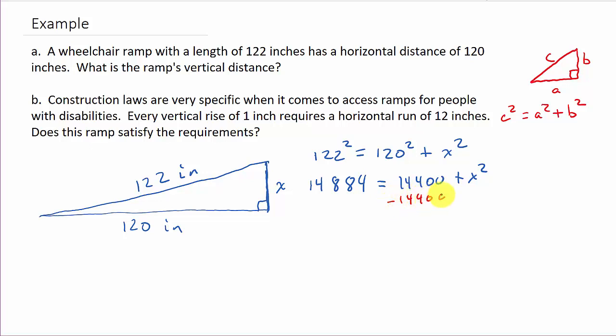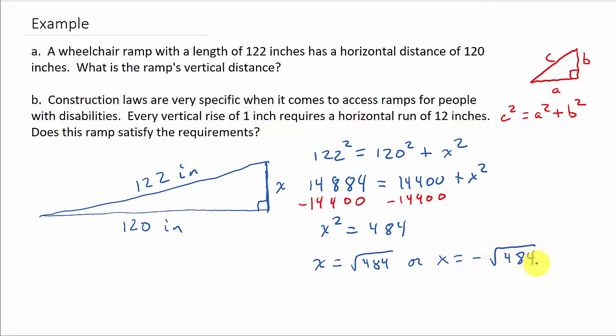And then what do we do? We got to subtract this 14,400 from both sides. And so that's going to give us, and I'm going to write the x squared over here, and then whatever I get here, which is 484. And so that tells me x is equal to the square root of 484, or x is equal to negative square root of 484. We have to use the square root property, so remember it's plus or minus. So x is equal to 22, or x is equal to negative 22.